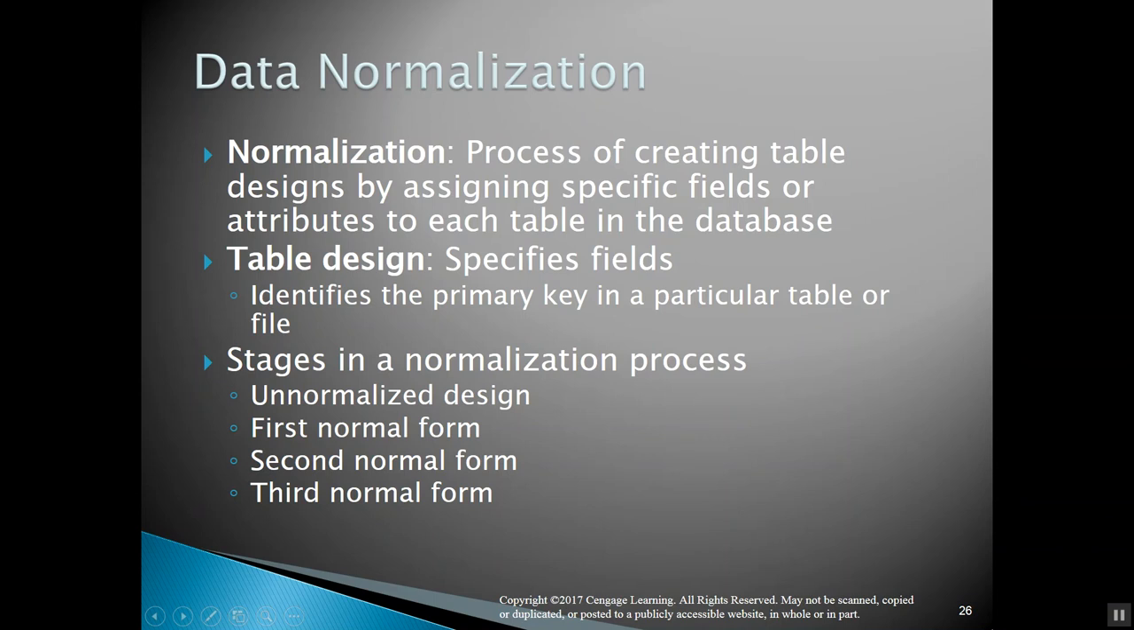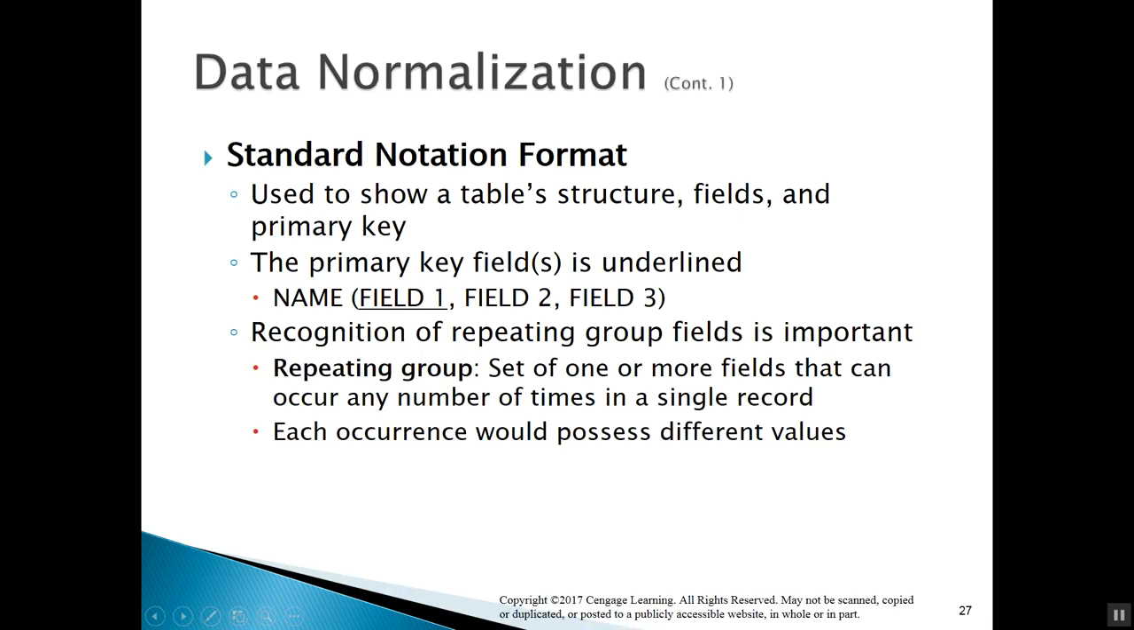Now, data normalization, it's a process of creating a table that will assign specific fields or attributes to each table in the database. It's really more than that. We've got different levels of normalization. We'll have a table that's not normalized. We'll have a table that is a first normal form, second normal form, and third normal form. Let's talk about those forms. All right.